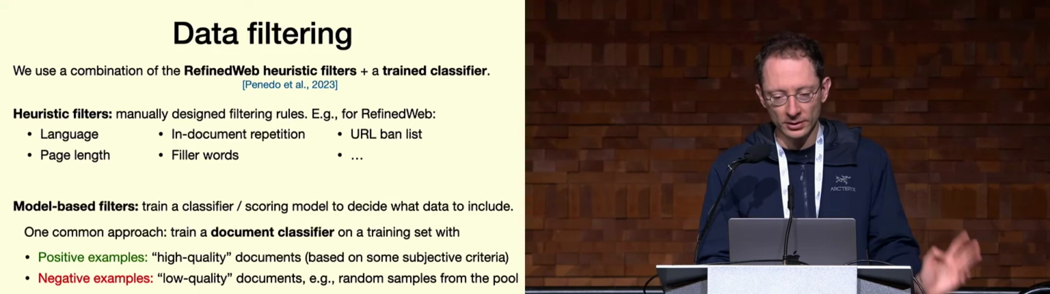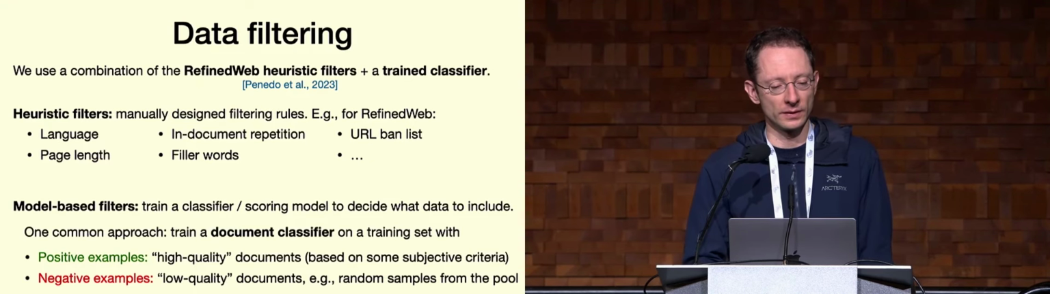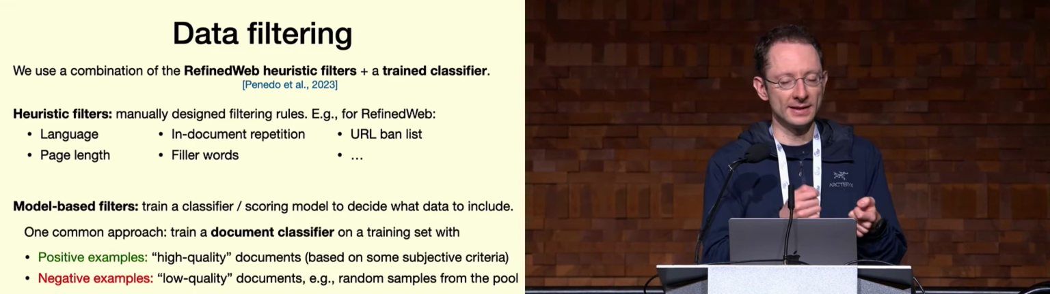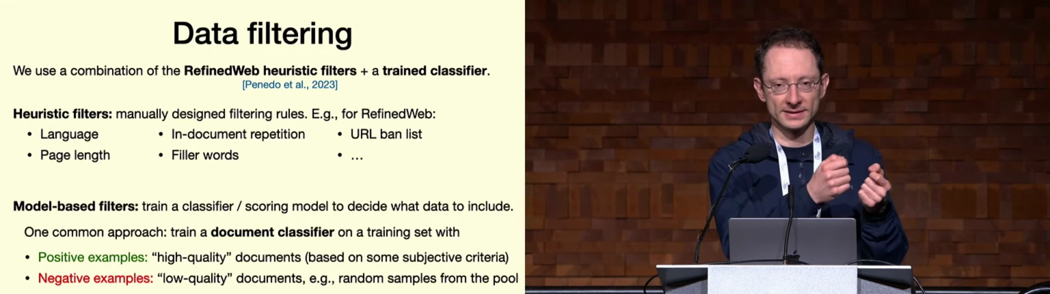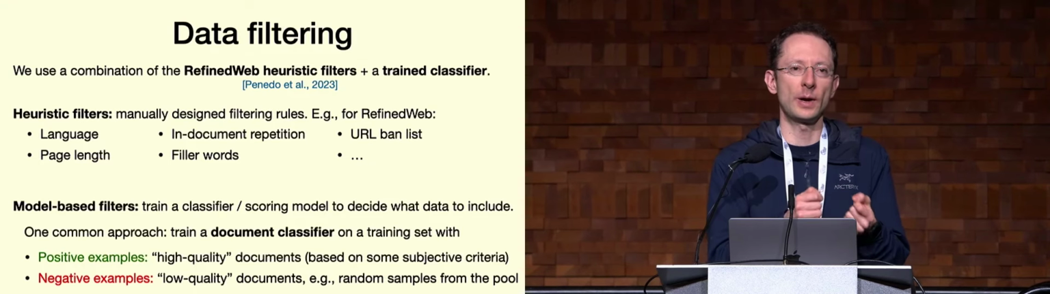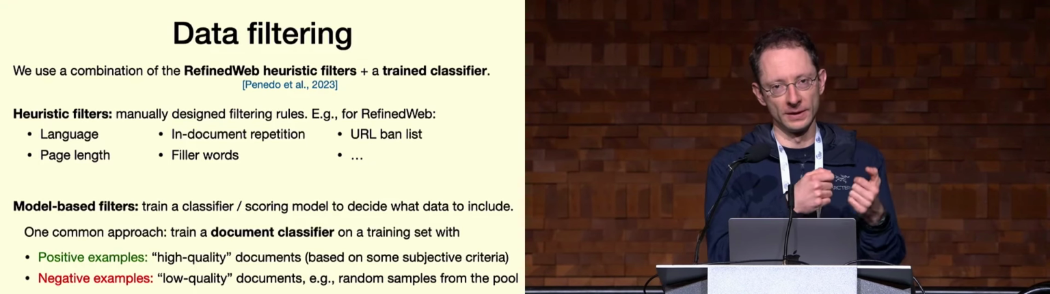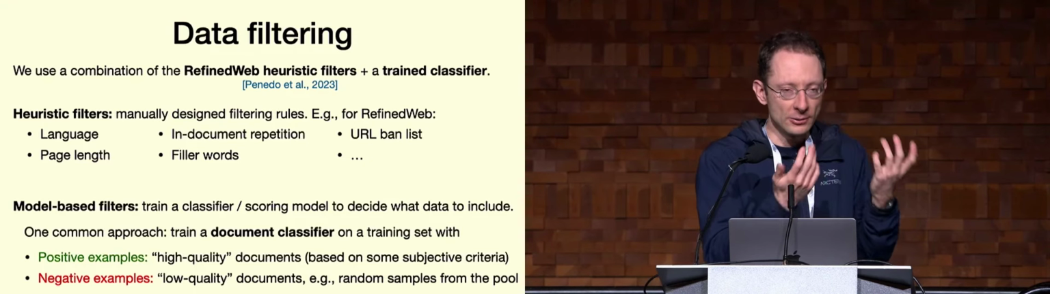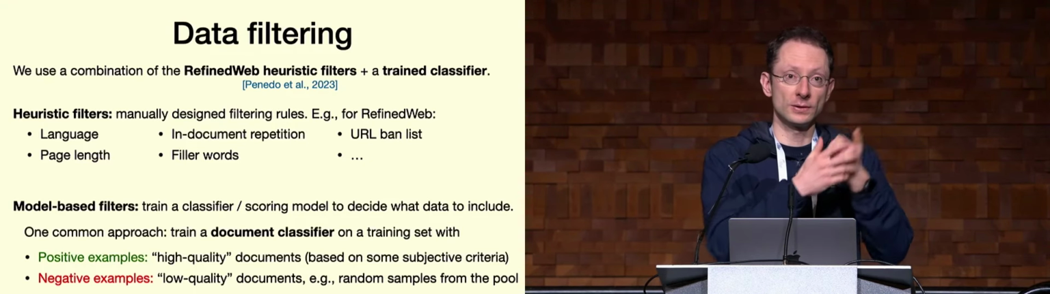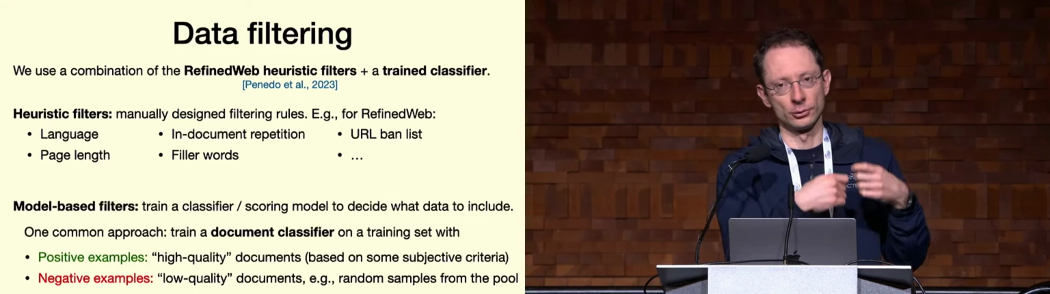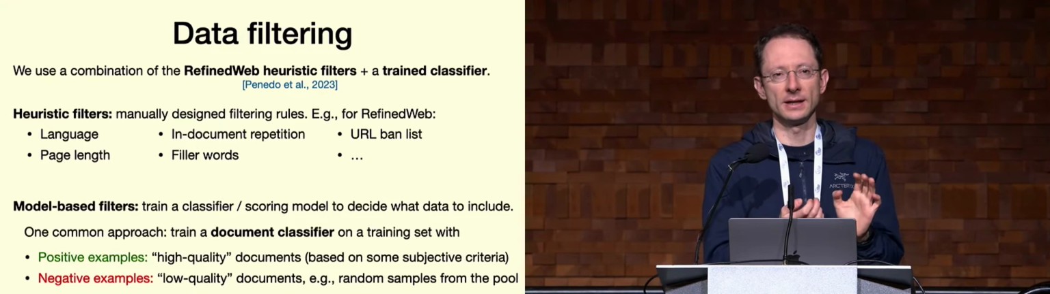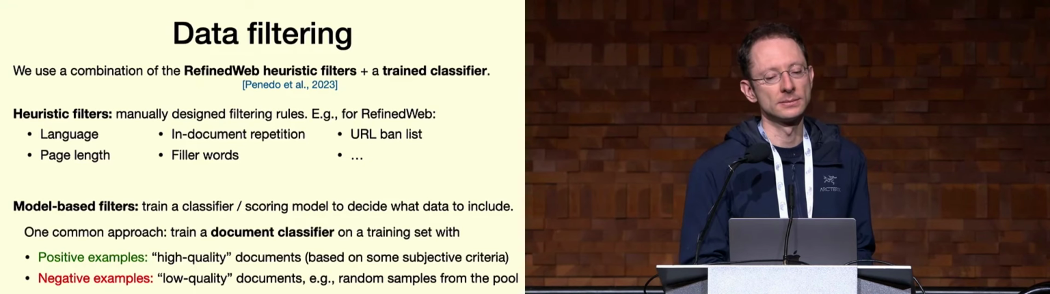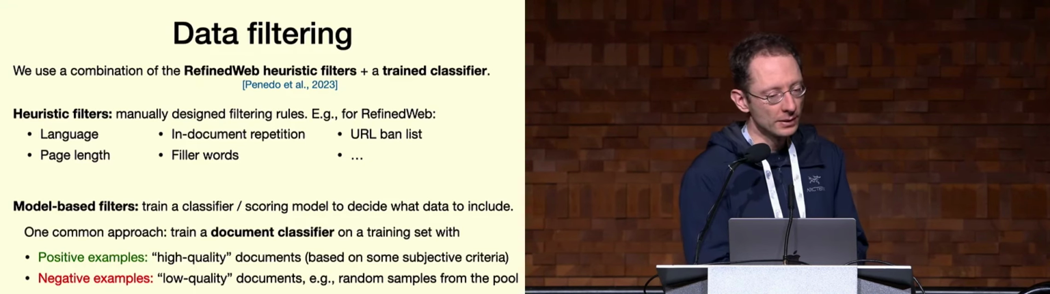And then the second part that we used is a model-based classifier. So the idea is, okay, this hand design of filters is nice, but probably it's quite hard to design really good filters that work comprehensively for all sorts of websites. So a natural machine learning approach is, let's just train a model to classify or to score documents and decide if they are high quality or low quality, if we want to include them or not. And this is exactly what we did.